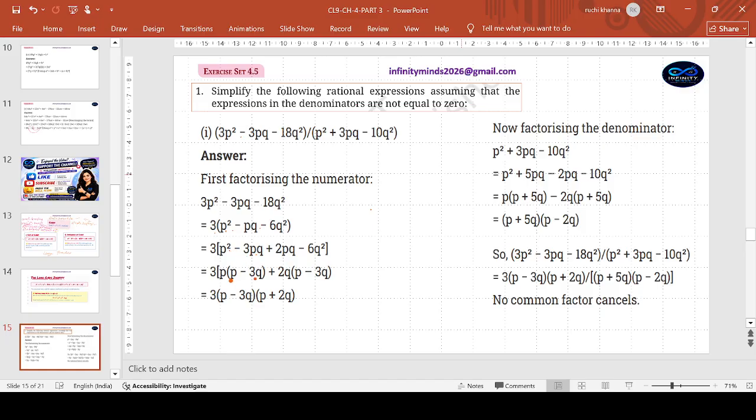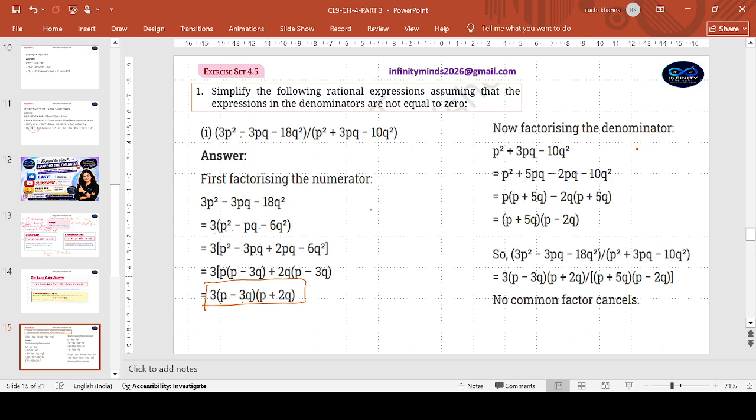Again p is common, p minus 3. 2 is common, 2q is common. P minus 3q. So p minus 3q comes out and p plus 2q comes here. So finally the numerator answer becomes this: 3 was already common, then p minus 3q, repeating bracket, p plus 2q. These are your factors of the numerator.